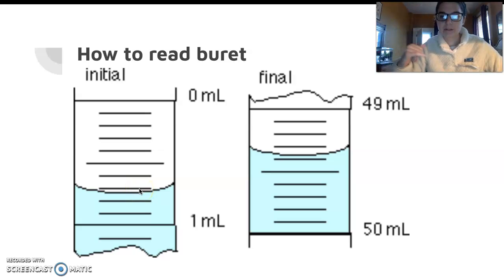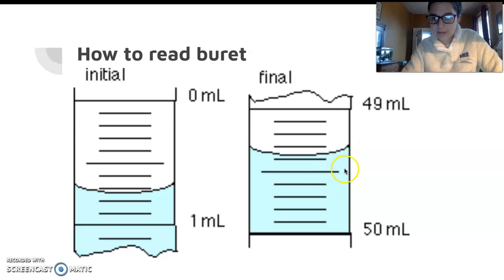Then I add my titrant to the flask. The indicator shows me that I have reached an end point, so I'm going to read the final reading in my burette. Okay, so there's more to the burette up here. They've just cut it off to make the picture more legible. But here I'm going to read 49.5.